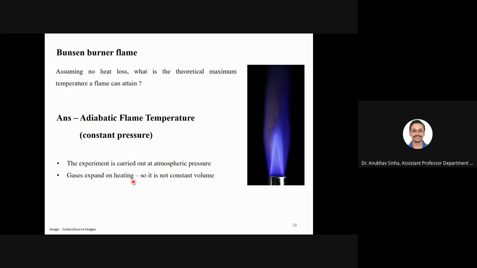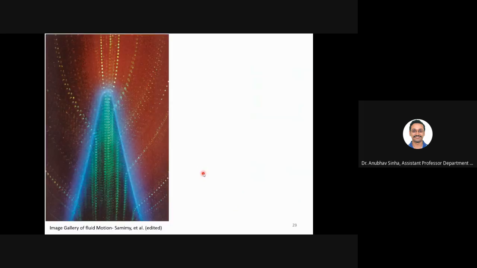Gases expand on heating, right? So it cannot be constant volume temperature. It has to be constant pressure. And what is the proof? How can you be sure that it is expanding? So this is a flow visualization done by some group. What you can see is streamlines are spreading out. This is an actual Bunsen burner flame, and this line shows the streamlines.